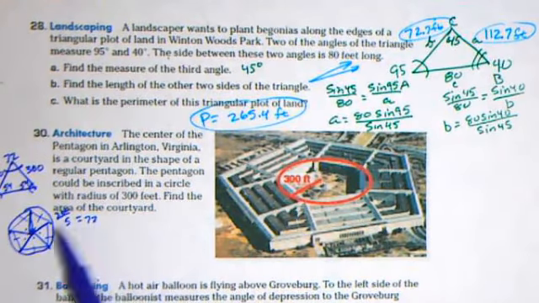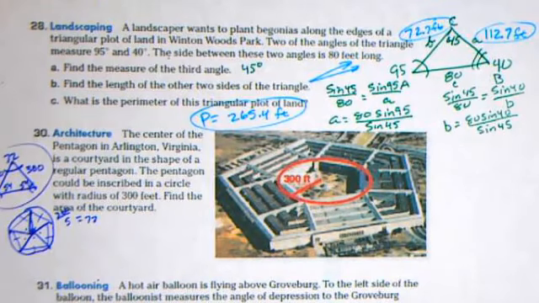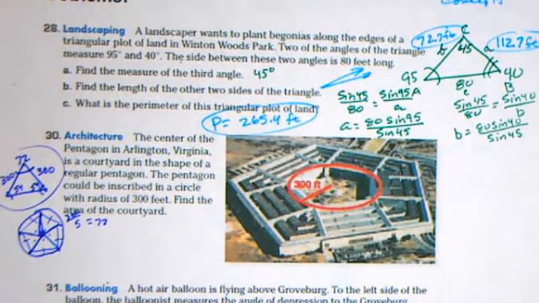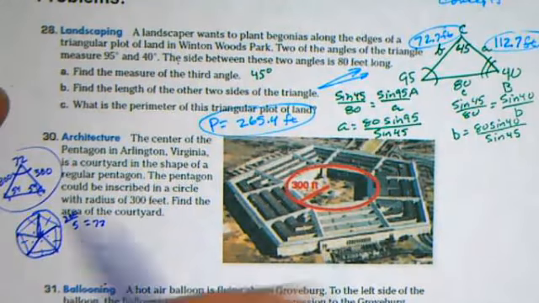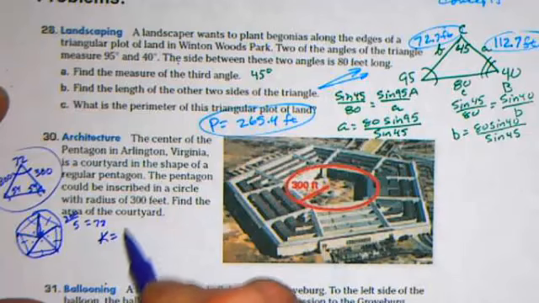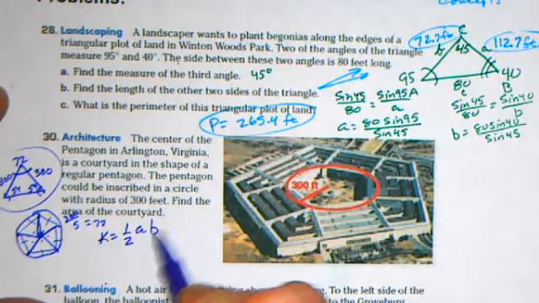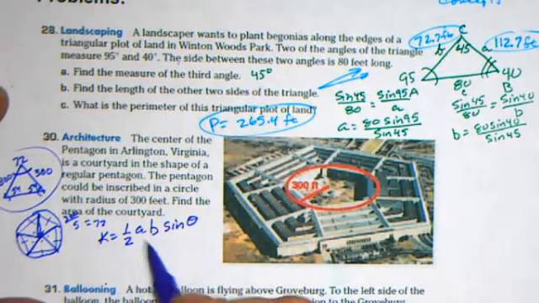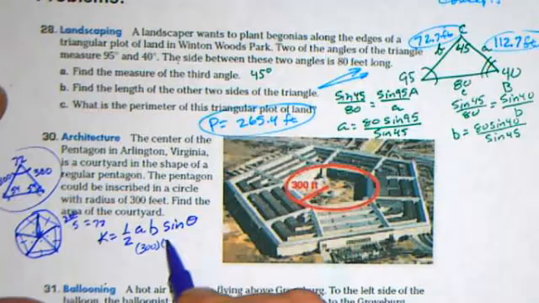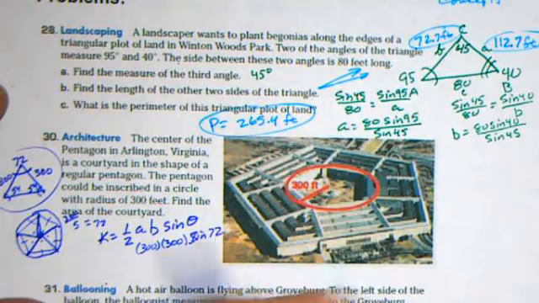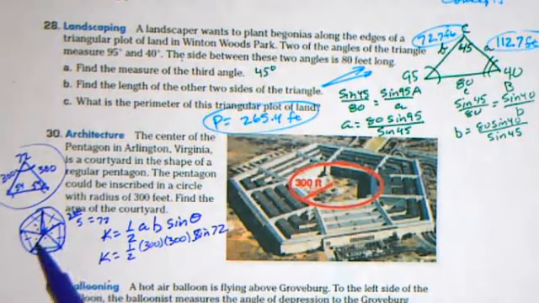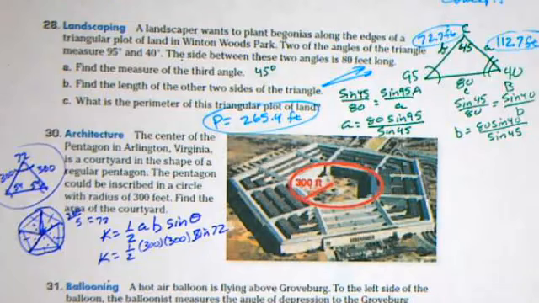For this one all we really need to do is find the area of one of those triangles, and then we're going to multiply by 5 because the total area is going to be 5 of those. So we're going to use K equals 1/2 ab sine theta, and a is 300, b is 300, and the angle between those is 72. So we have sine 72 times 1/2. So that's going to give us one triangle, and from the regular pentagon we actually have 5 of those congruent triangles.